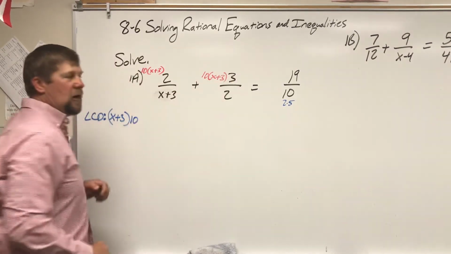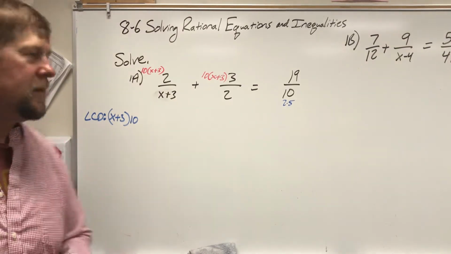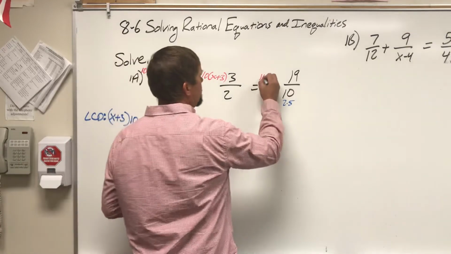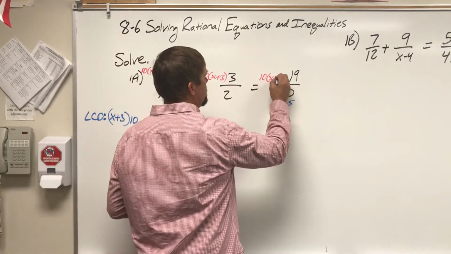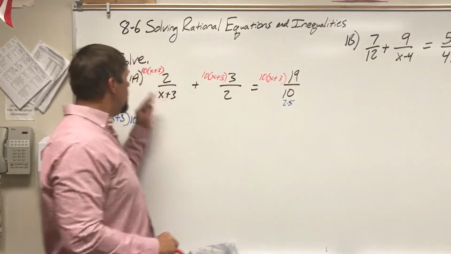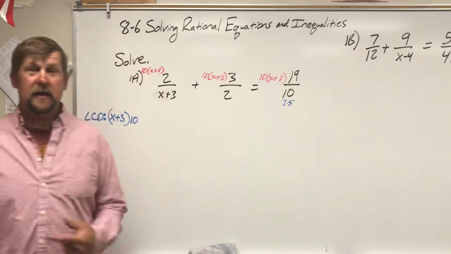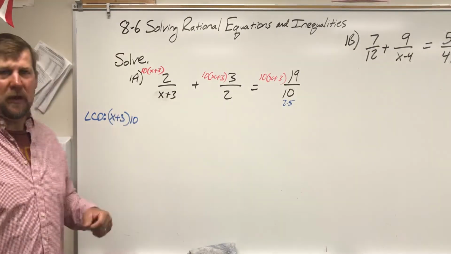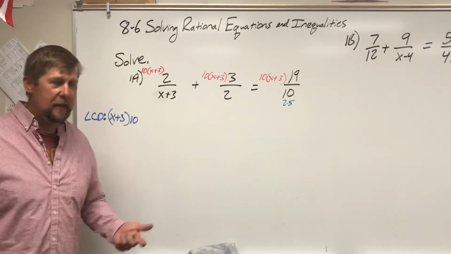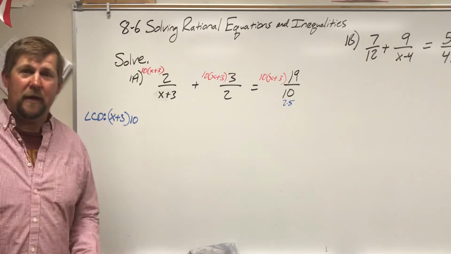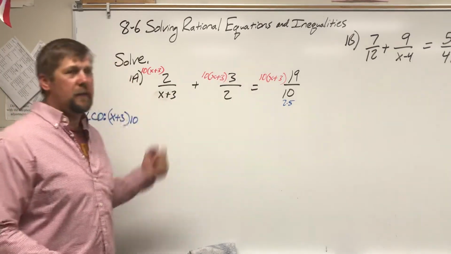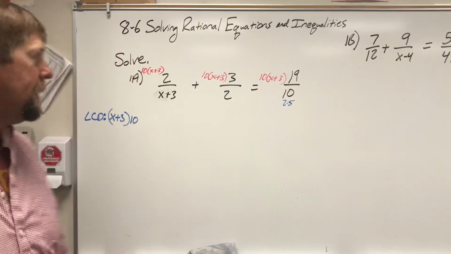Notice I spaced it out a little bit just so I had room to write. And then I'm going to multiply this side of the equation by 10 and x plus 3. So that's why I can do that. I can multiply both sides by the same thing. I don't have to multiply tops and bottoms like I was with adding. I don't have an equation when I'm adding. But in this case, I do have an equal sign. So as long as I multiply both sides, I'm okay.